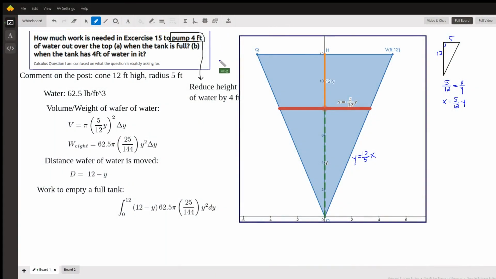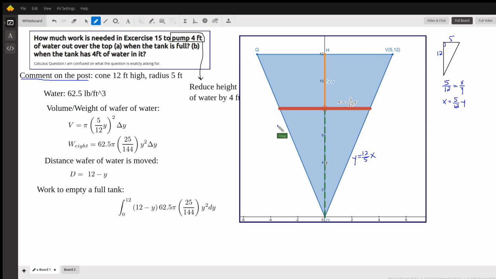Okay, this problem was posted over 10 years ago, but one of my students stumbled upon it and asked me to help with it. Make the observation that there was a comment to this post that indicated what the cone looked like, the tank. It was a cone 12 feet high with a radius of 5 feet.